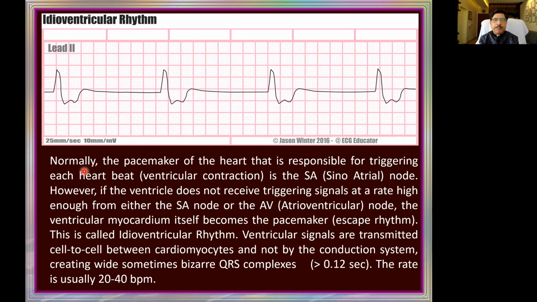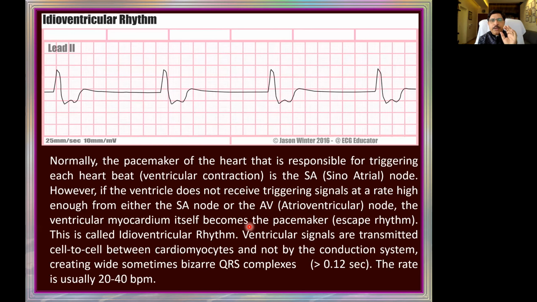Normally the pacemaker of the heart that is responsible for triggering each heartbeat, ventricular contraction, is the SA node. This is not paced electrically. Normal pacing is from the SA node. However, if the ventricle does not receive triggering signals at a rate high enough from the SA node or the AV node, AV node rhythmicity is around 60. SA node is around 80. AV node 60. Ventricles around 40.